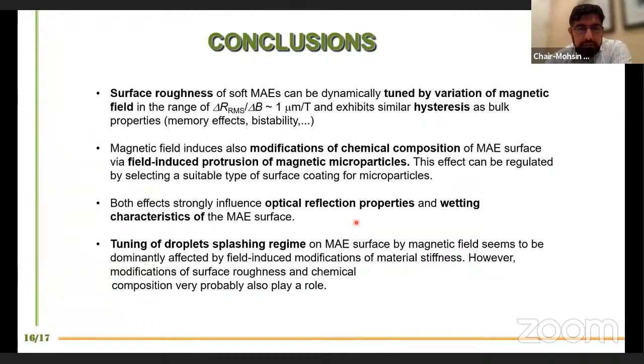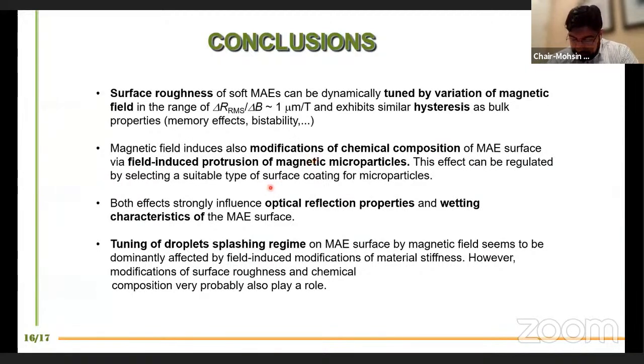So with this, I would like to come to the conclusion. The main conclusion from our work that I would like you to remember is that the surface roughness of soft magnetoactive elastomers can be dynamically tuned by variation of the magnetic field, and that we can typically get a root mean square roughness in the range of 1 micrometer per Tesla, which can also be reduced when the magnetic field is switched off.